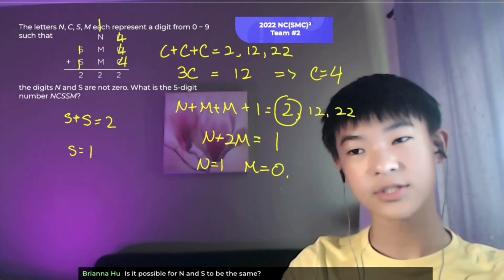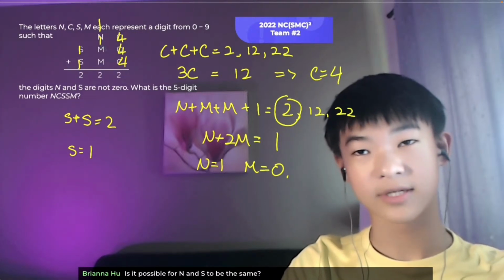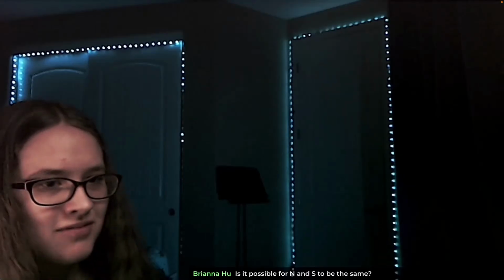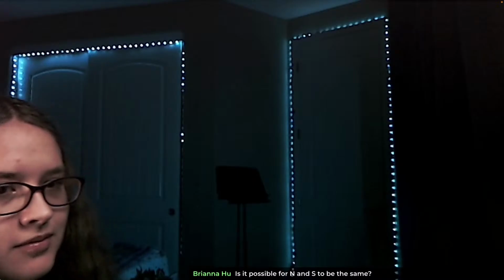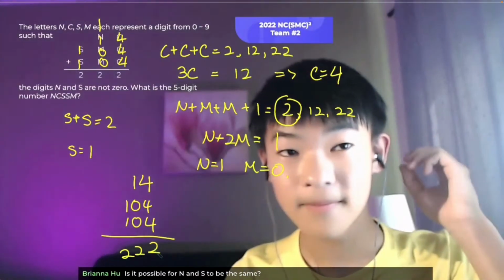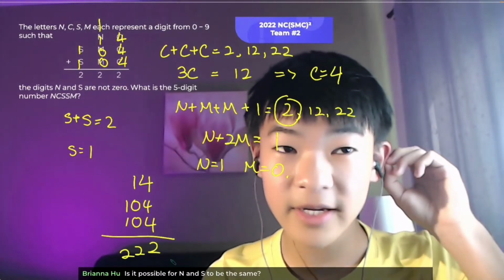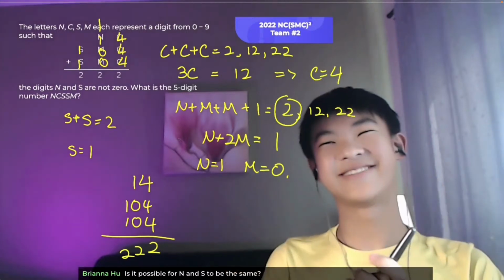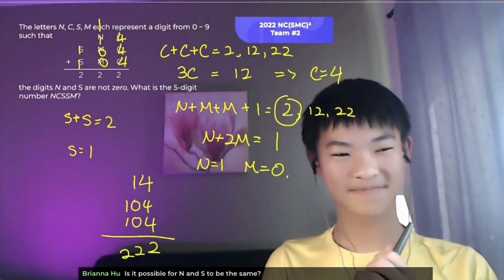So this should work, right? N is equal to 1 and m is equal to 0. If we confirm, seems like it. 14 plus 104 plus 104, this would sum to 222. Is it possible for n and s to be the same? I think so. Looks like it, doesn't it. And this is our only solution.